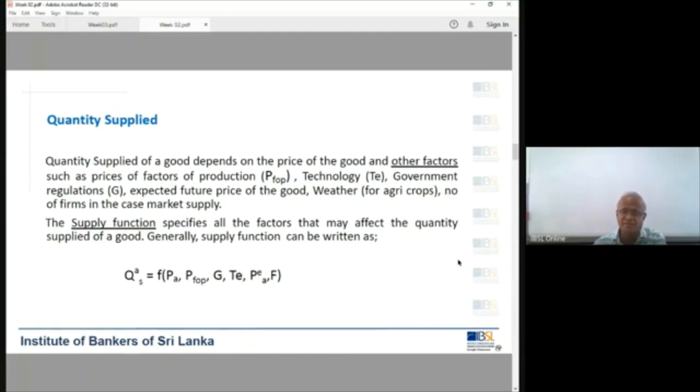New machines have been developed. You can cut very efficiently. It might take around 1 hour to harvest 1 acre of land. Efficiency improvement. Technology always improves efficiency.